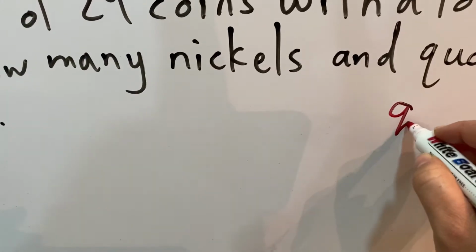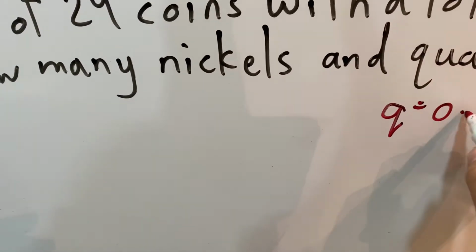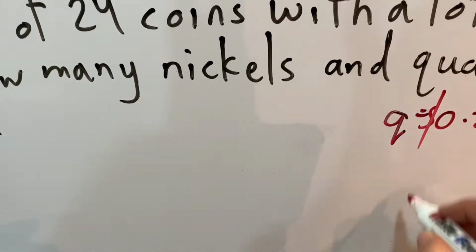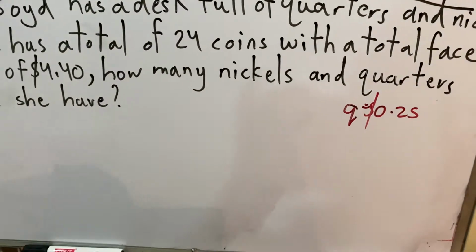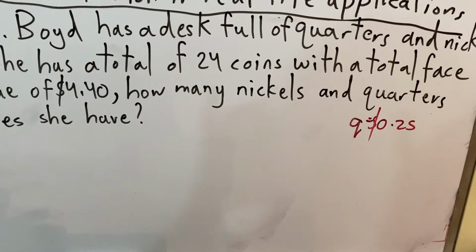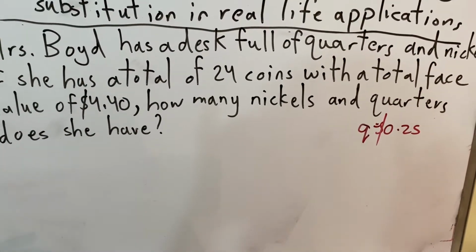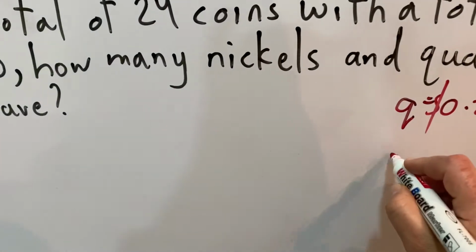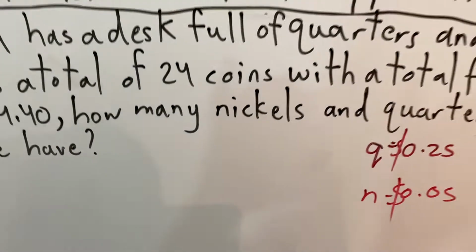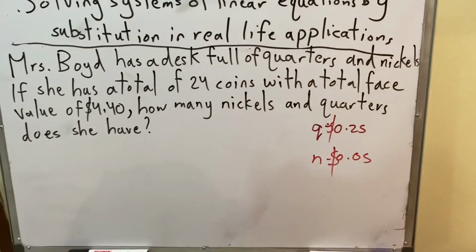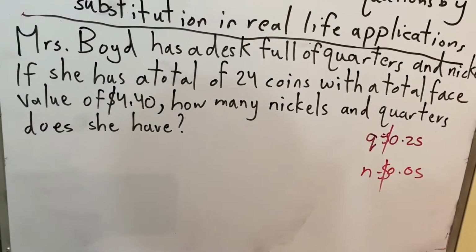Now, I have here coins, and we should know that the quarter, I will call it Q, is actually $0.25. This is the amount of quarters, because the quarter is 25 cents. And we have also nickels. We should know that the nickels is actually $0.05, because the nickels are equal to 5 cents.